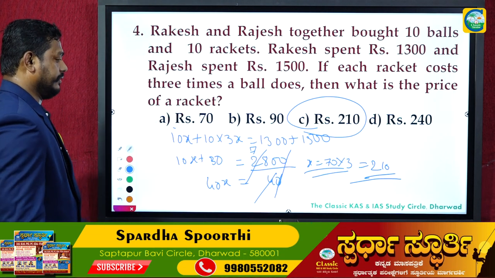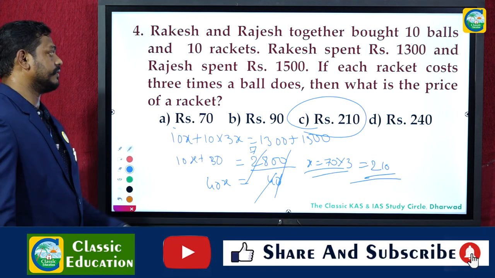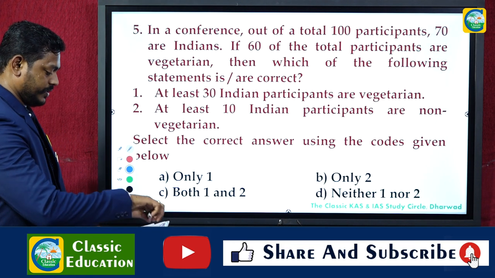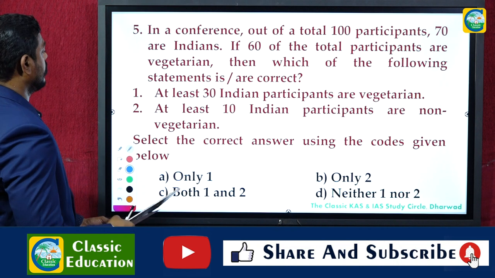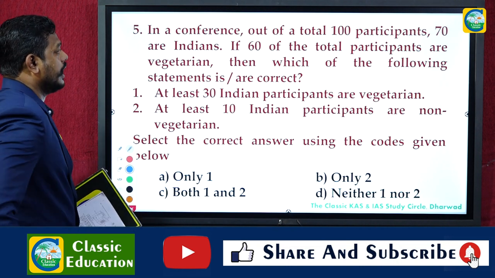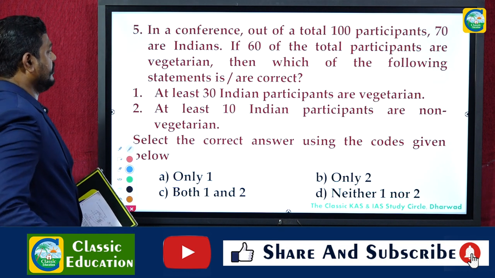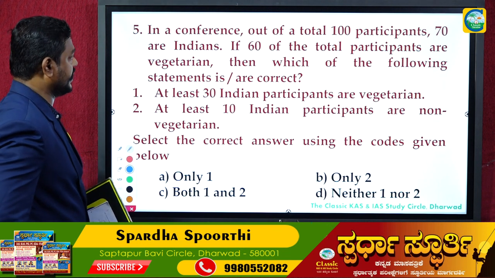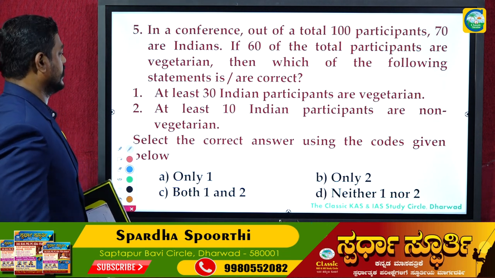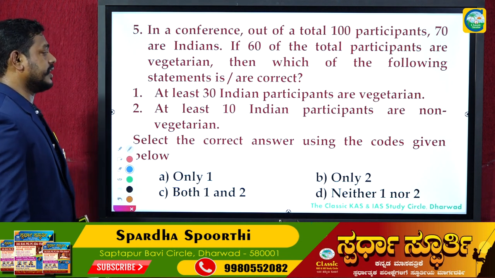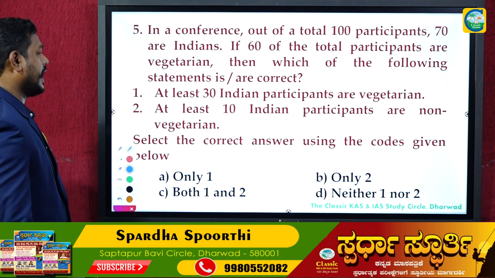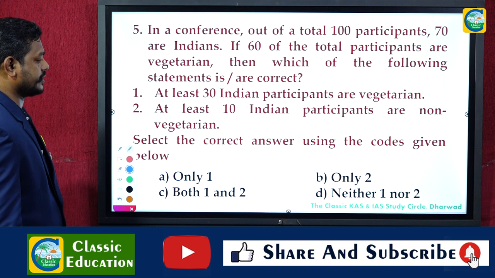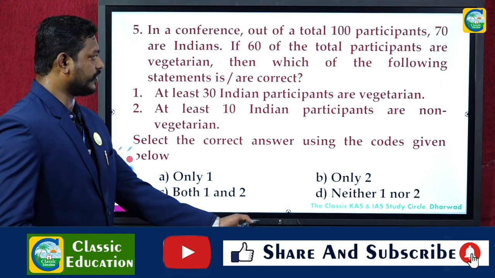Okay, fine, let me go for the next question now. Right, friends. In the conference, out of the total 100 participants, 70 are Indians. If 60 of the total participants are vegetarian, then which of the following statements is or are correct? Case 1: at least 30 Indian participants are vegetarian. Case 2: at least 10 Indian participants are non-vegetarians.